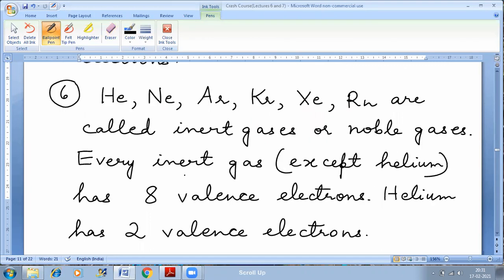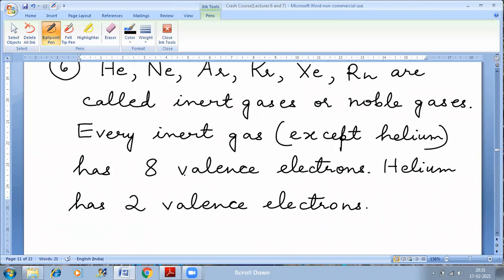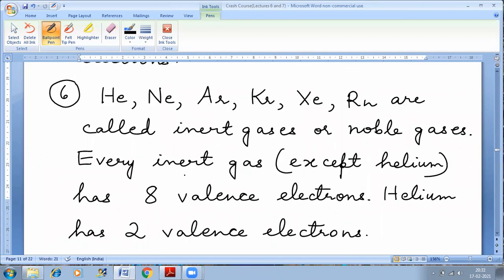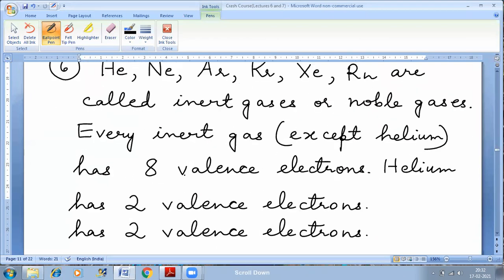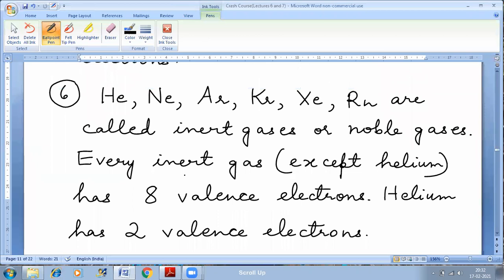Helium is the only inert gas which has 2 valence electrons. All other inert gases have 8 valence electrons. Sir, except xenon, right? No, every inert gas has 8 valence electrons. But sir, xenon has 10, right? No, that is after formation of a bond. That will depend on the compound. Okay, sir. In which compound it has how many valence electrons will be decided by the formation of the compound. I'm talking about only xenon alone as an atom. Atom means it has not yet formed any bond, it's alone.